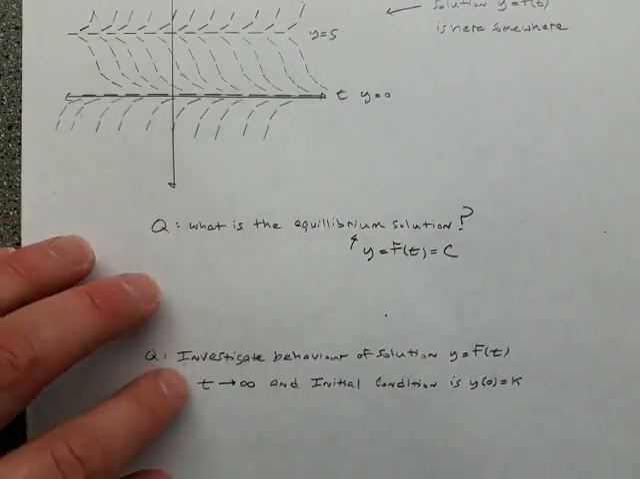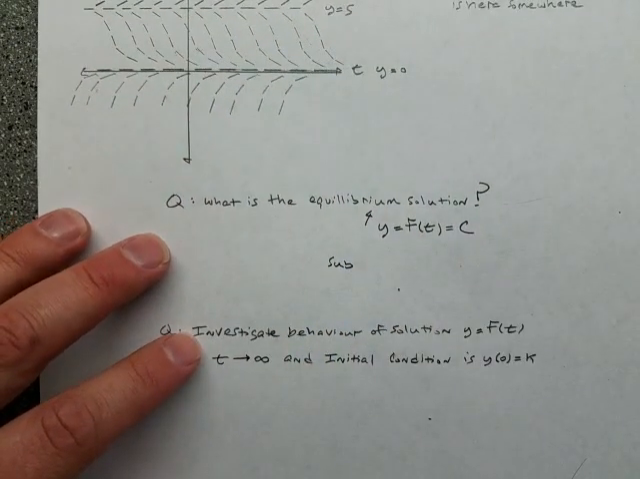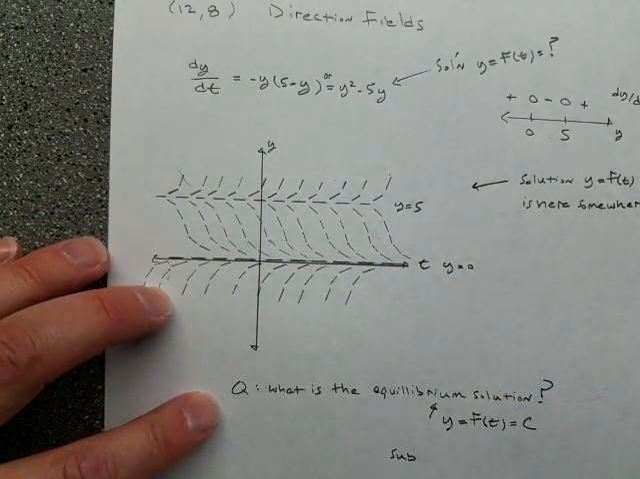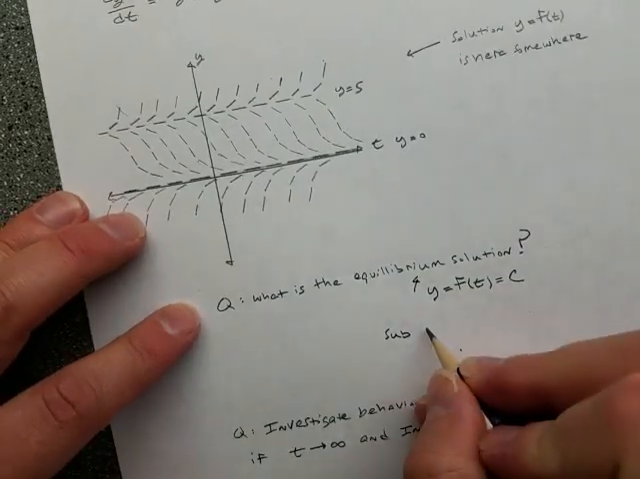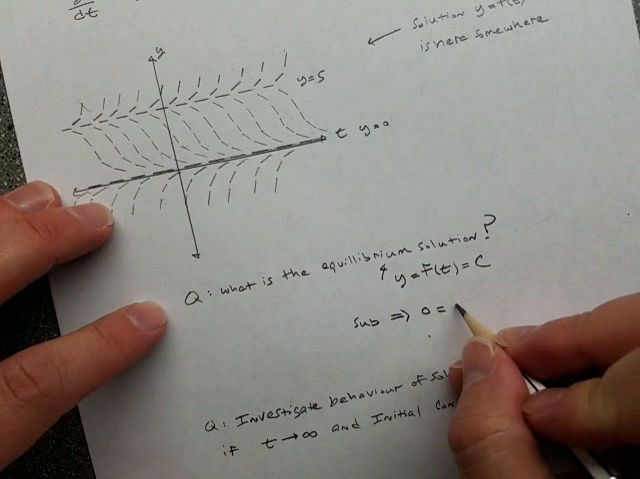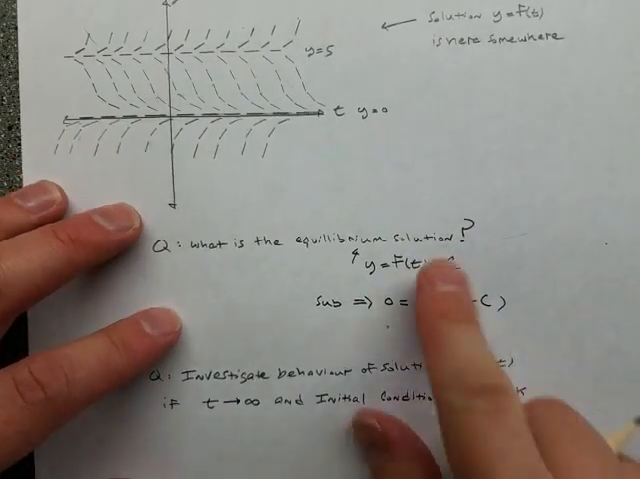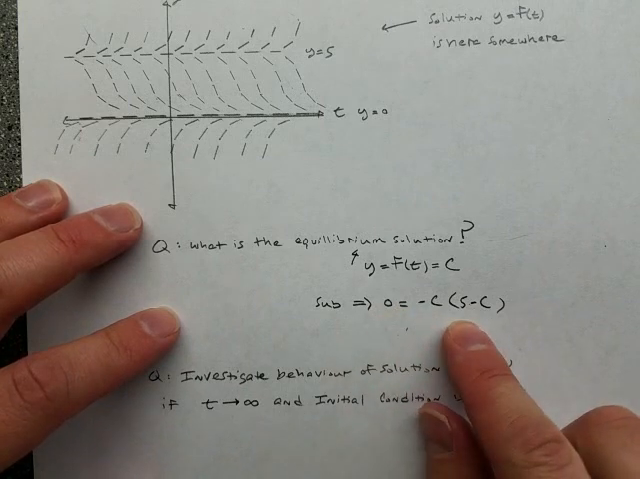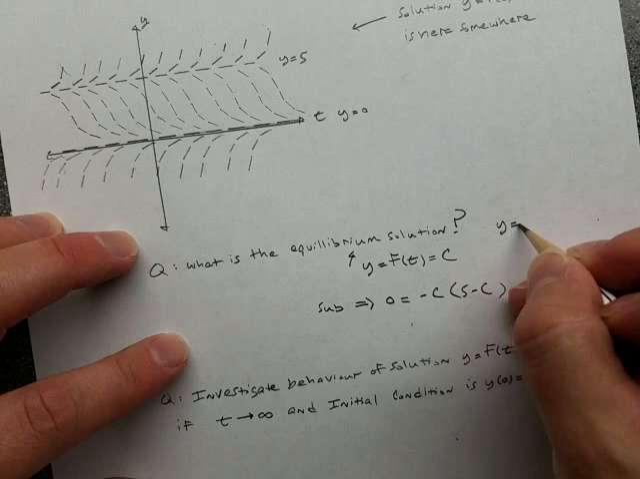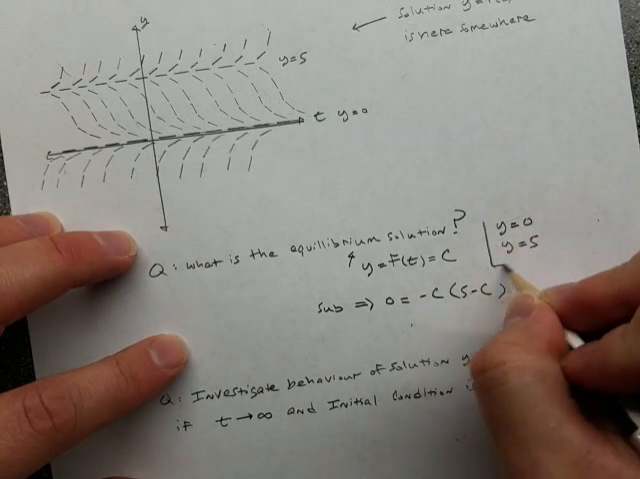So let's do this. Let's say we want to find the equilibrium by this assumption of its form, and by that being the differential equation we're trying to solve. Just by mere substitution, we'll get 0 is equal to negative c times 5 minus c. And you want to know what c is to solve that equation. It has to be 0 or 5. So there's two equilibrium solutions. y is equal to 0 or y is equal to 5.